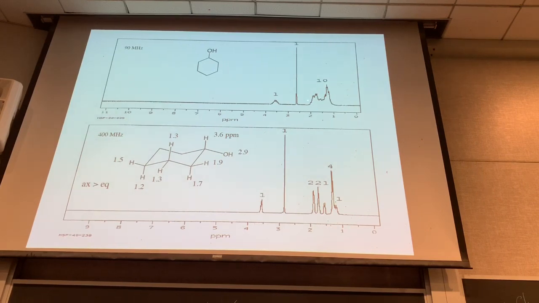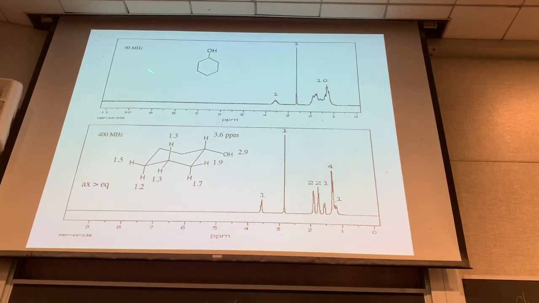So notice this big blob here from 1 to 2 really separates out nicely here at 400 megahertz. You can begin to see that this position here is alpha to the oxygen at 3.5. This is the OH group here, and then we've got 2, 2, 1, 4, 1. I show you the assignments here. You can look through that. Again, you have these graphics, so you can do that assignment there.